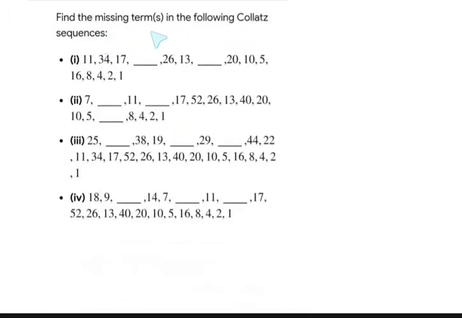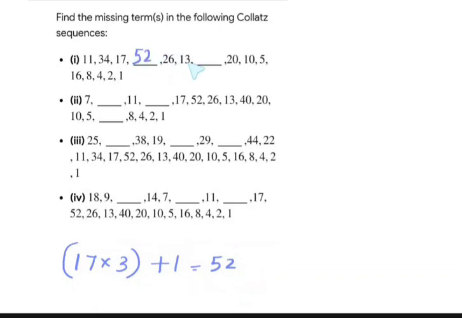Next question, find the missing terms in the following Collatz sequences. Here, some questions are there and some parts are missing. We have to find out, based on the previous number, whether it is even or odd. So let's take the first one: 11, 34, 17. 17 is an odd number, so we multiply 17 by 3 and add 1. We get the answer 52. So here we can write 52.